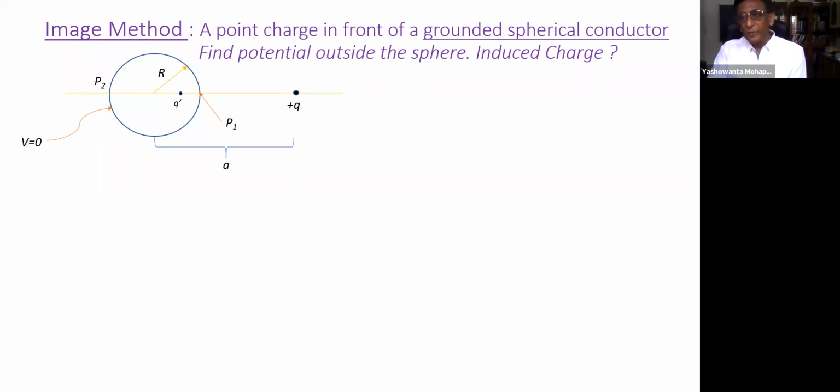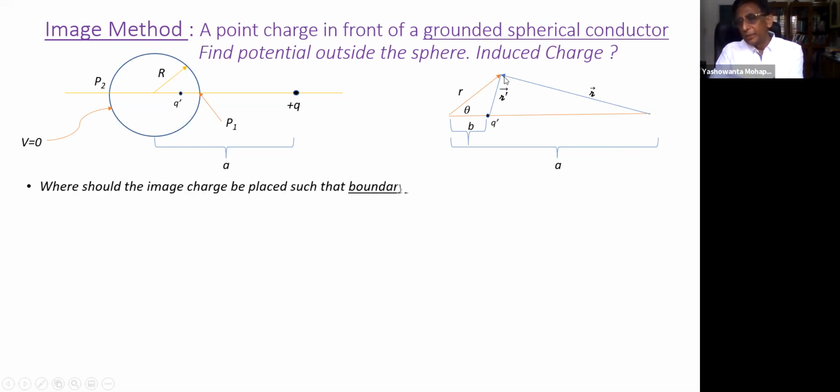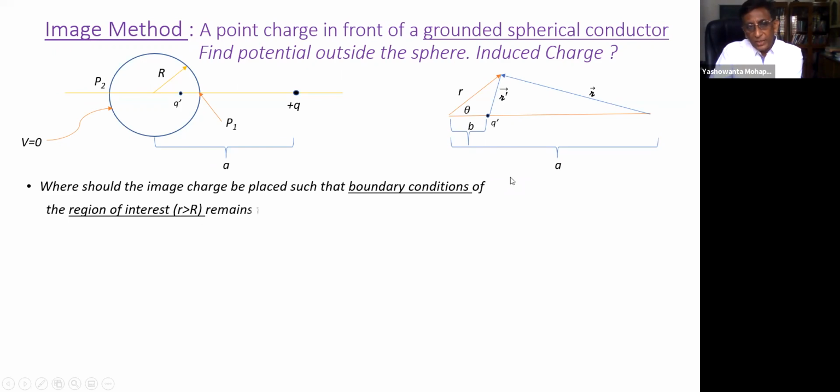If I have done that, then I have solved the problem. So is this possible to do? Fortunately, it is indeed possible to do. Because if I put a q prime, the question boils down to what should be the distance b. The line between the center and this is a, and such that q prime and q contribute no potential here. So the boundary conditions must be, for r greater than, we are remaining the same.